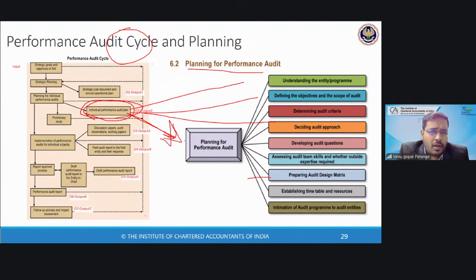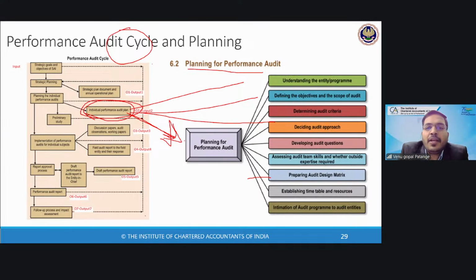So the flowchart is clear. We understood the flowchart. So this is the performance audit cycle. So at different levels, you prepare different documents. So all are outputs. Okay. Everyone is clear? Performance audit cycle.